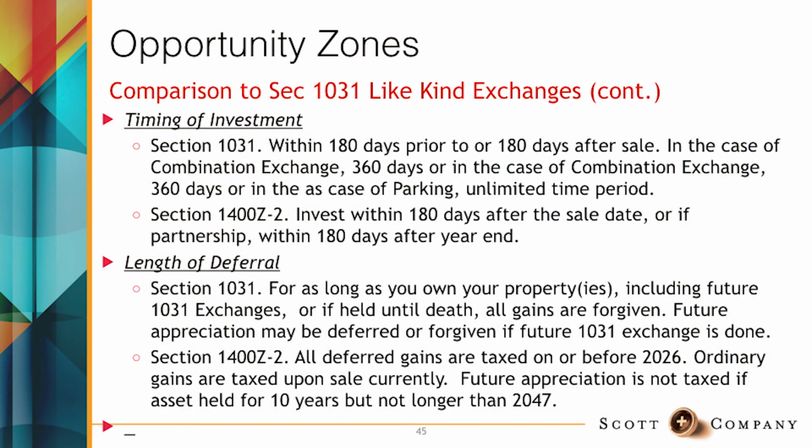And the length of the deferral, this is something I think that's a big difference. With a 1031, you can perpetuate these until you die. I mean, you can literally do 1031 exchanges your entire life and defer the tax on this forever until you die. With the Opportunity Zones, of course, you've got the dates that we mentioned, the 2026 date for the deferral, and then the 2047 date after the 10-year holding period, the 2047 date on when these expire.